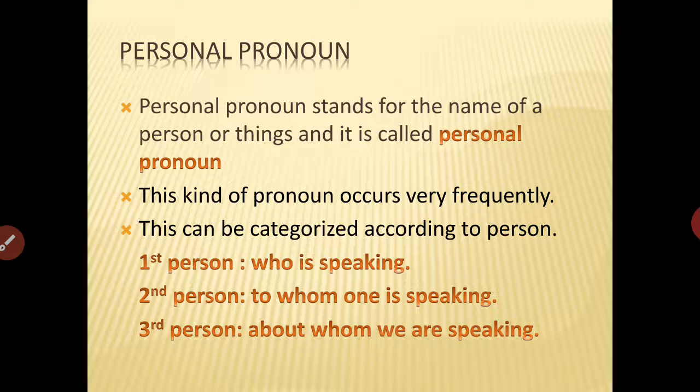This kind of pronoun can be categorized according to the persons. First person means the person who is speaking. Second person means the one to whom one is speaking. Third person is the one about whom we are speaking. Now the first person is the speaker. Here the second person is the listener. And the third person is the subject about whom we are speaking.